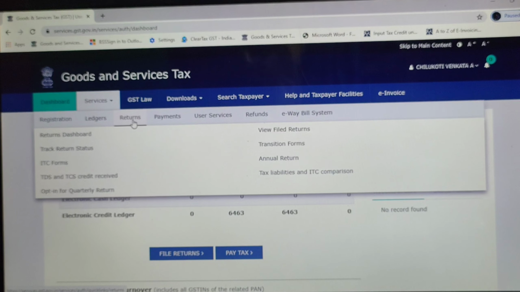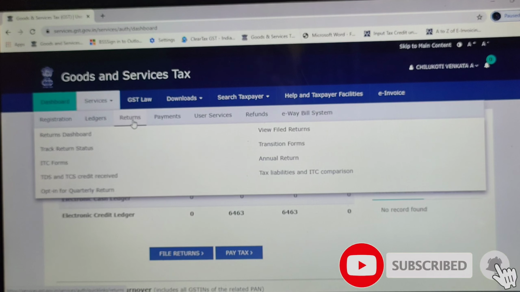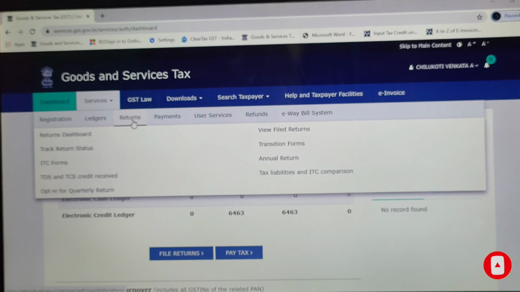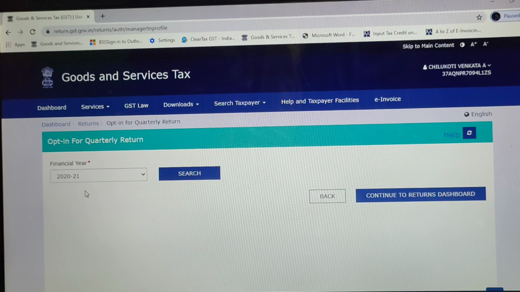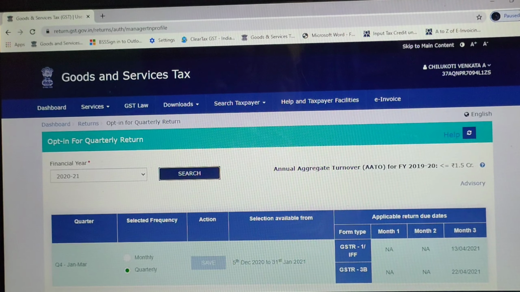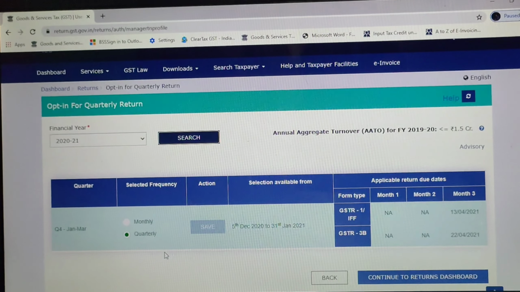In this video, let us discuss the quarterly returns monthly payment scheme. On 5th December, the GST portal incorporated one new tab, that is opt-in for quarterly returns. If you choose the search option here, you can see two options, monthly and quarterly. If you choose quarterly returns, you can see GSTR1 for month 1 and month 2 is not applicable. You have to file the GSTR1 in month 3 only.